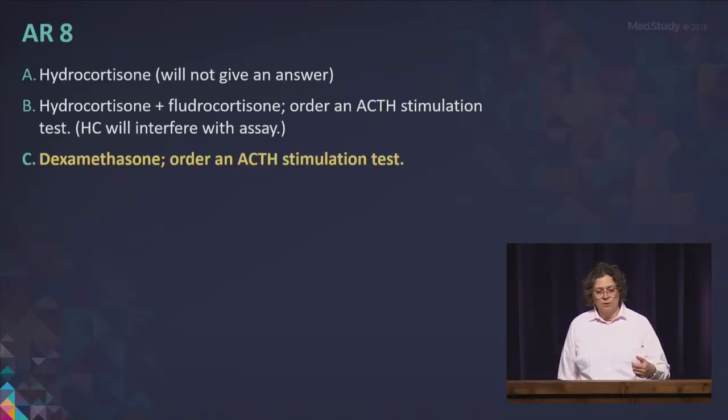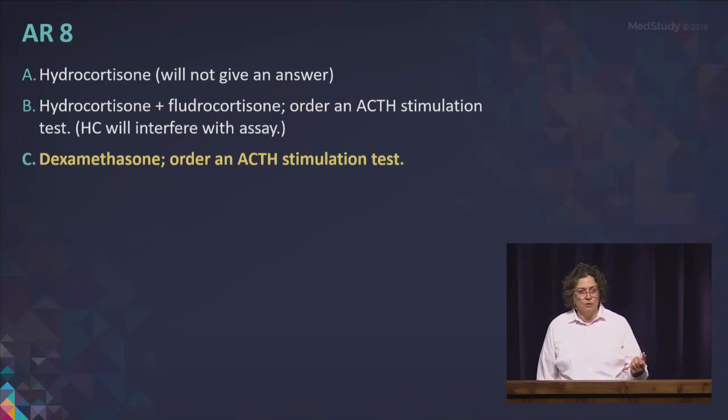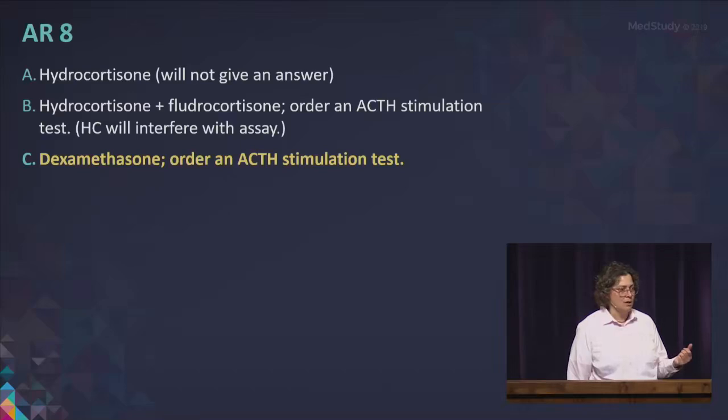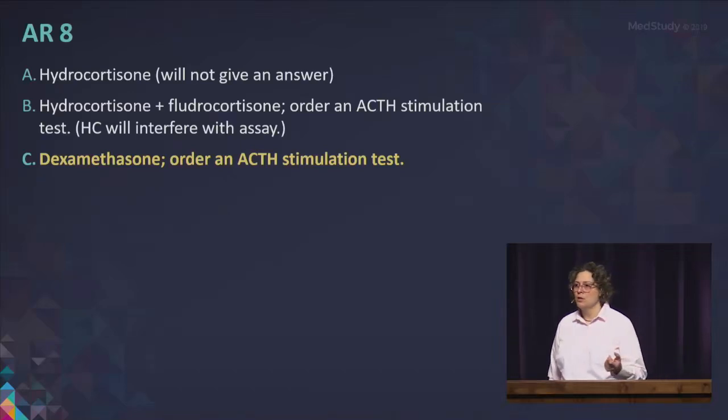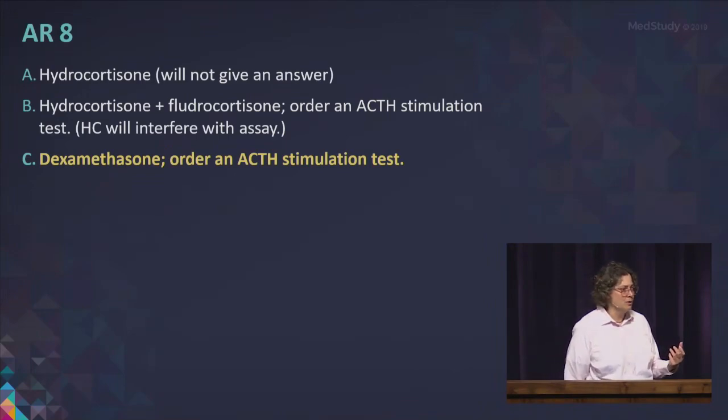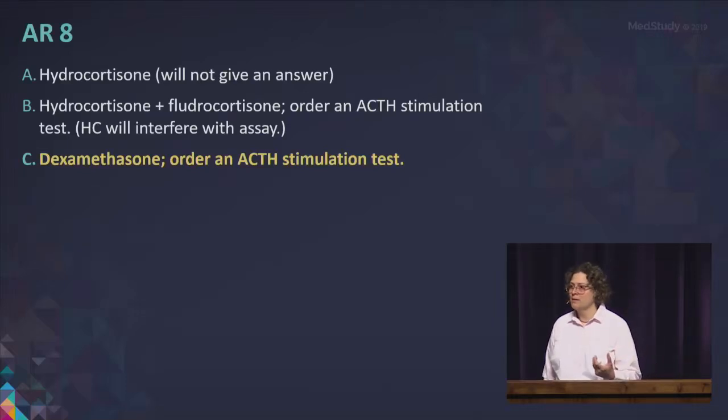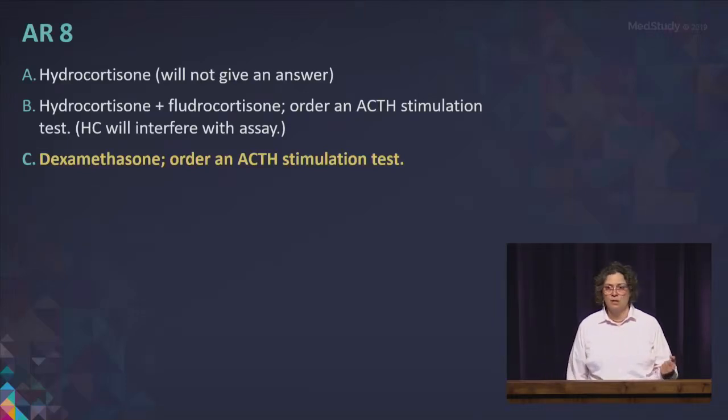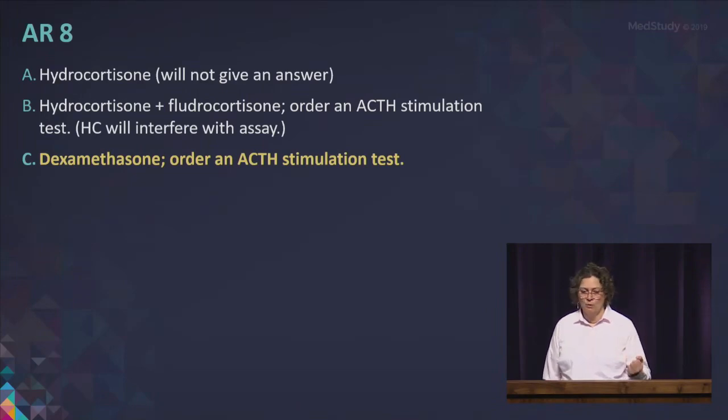Hydrocortisone and fludrocortisone, if you were to give hydrocortisone, you cannot do an ACTH stimulation test. Hydrocortisone is measured in your cortisol assay. So the moment you obligate someone to hydrocortisone, you will not be able to get the diagnosis that day. You'll have to wait to the next day if you want to order an ACTH stimulation test and look for your cortisol to go up.